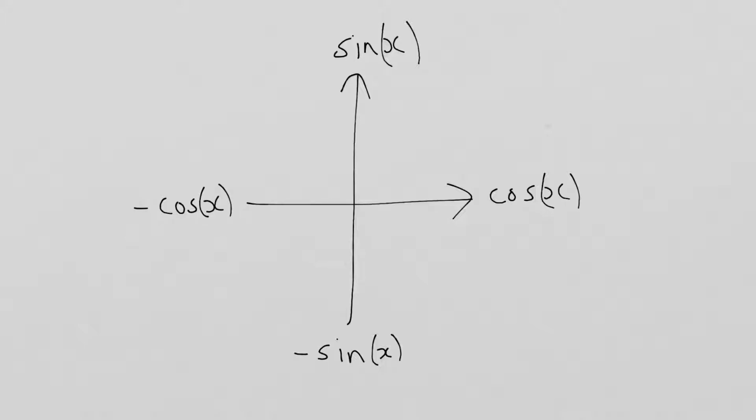So when we were differentiating, we went in a clockwise direction, so we know that sine of x differentiates to give us cosine of x, cosine of x differentiates to give us minus sine of x, minus sine differentiates to minus cosine, and minus cosine therefore goes back to sine of x. That was, as I say, if we were differentiating those functions.